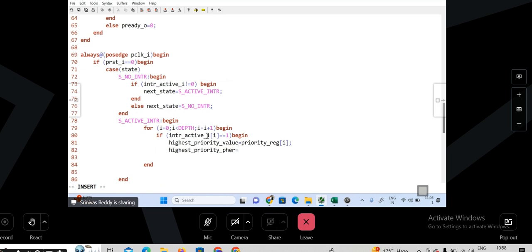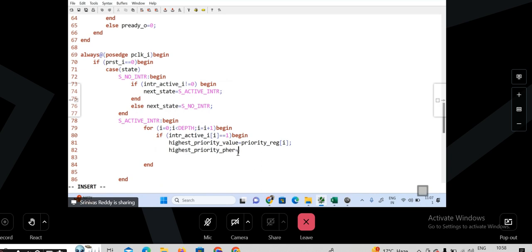Give the highest priority peripheral to the processor. Did you understand how to do this? This is a program we did. Correct. Next, what do I need to do here? Interrupt valid. Interrupt valid is equal to what? Is equal to 1.